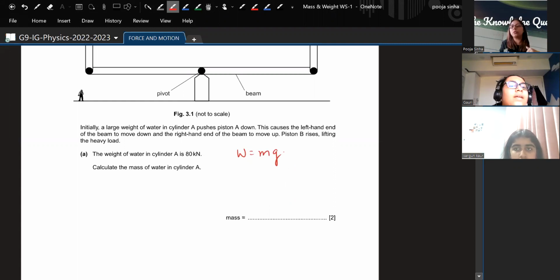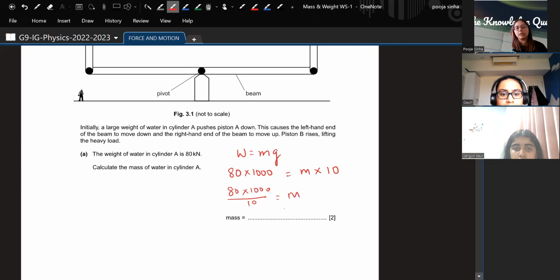Then you will show your substitution. What is your substitution here? 80 kilo, so 80 multiplied by 1000. You have to show that. Is equal to M multiplied by 10, because 10 is mentioned on the booklet. So we are using 10. To figure out M, it is going to be 80 into 1000 divided by 10.